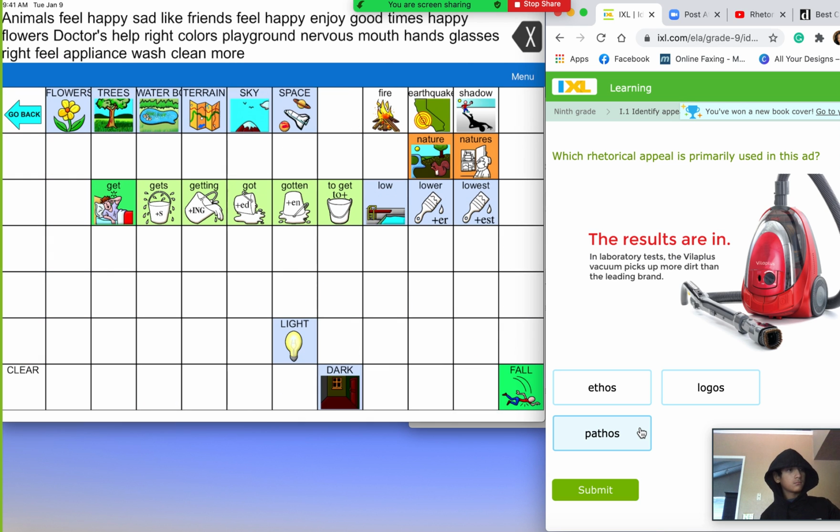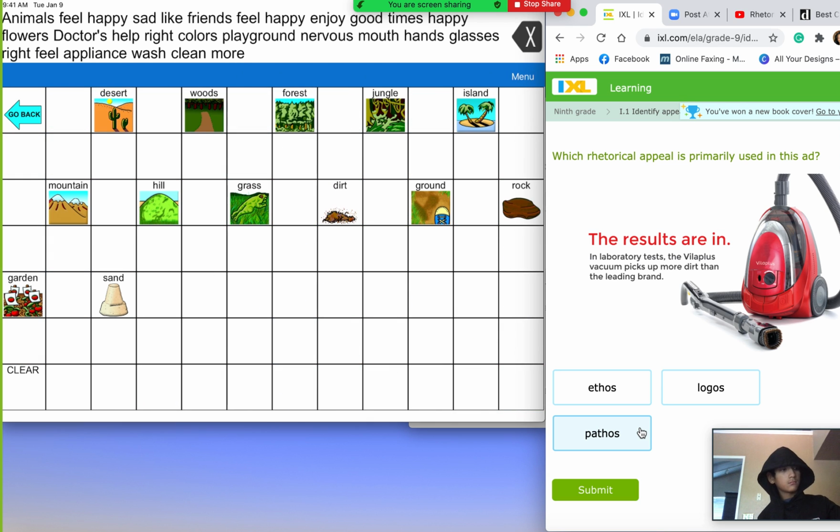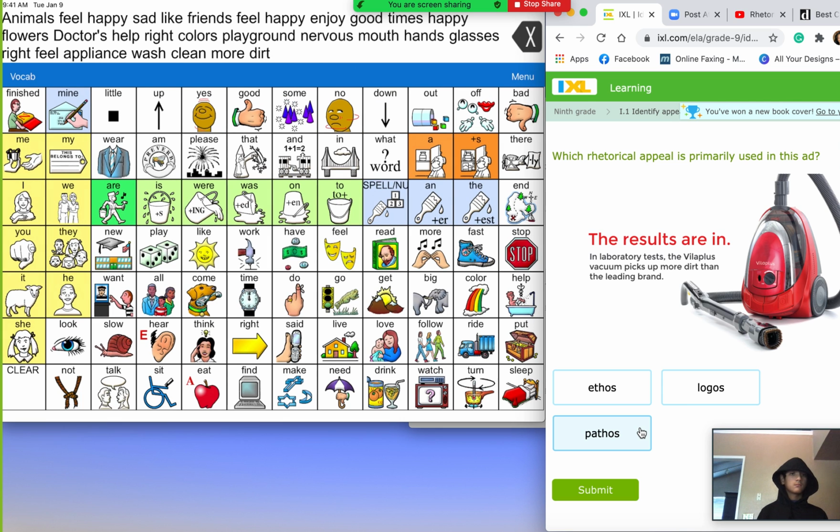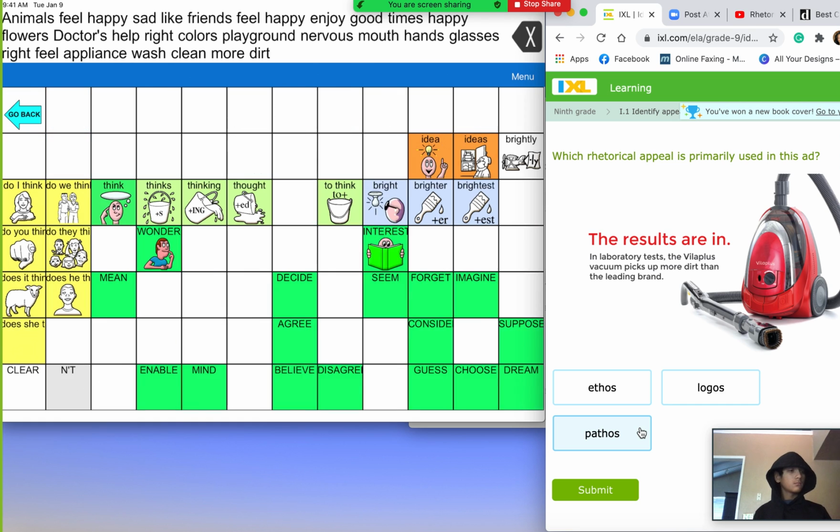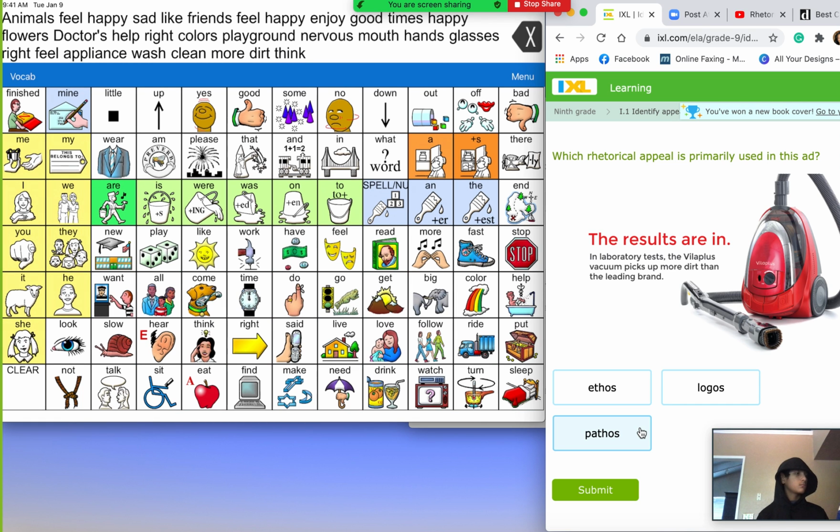I feel like you're on the right track here. Dirt. Okay, nice. So it picks up more dirt than the leading brand. And they said in laboratory tests, which I think is sort of the key piece of the puzzle, because I feel like that would be, you're right, we would be using our thinking side with laboratory tests, right?